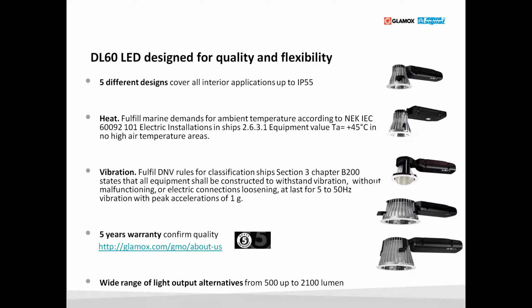We are fulfilling 5 years warranty, and that's also a heavy statement for the vessels. It's a good sales argument. We have, as I said, 5 different designs with a lot of different lumen packages, fulfilling most of the demands on board the vessels.